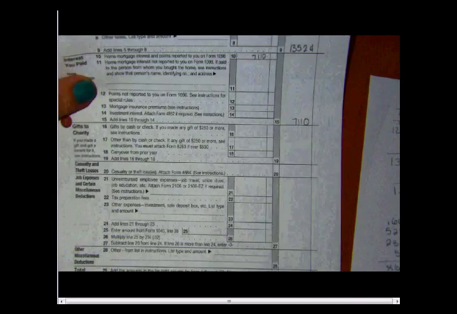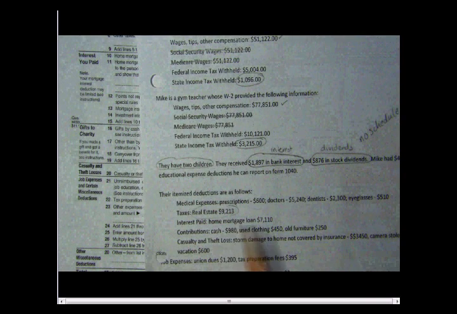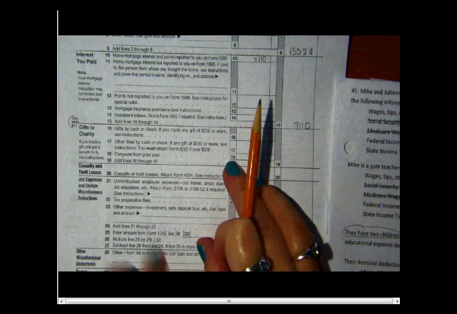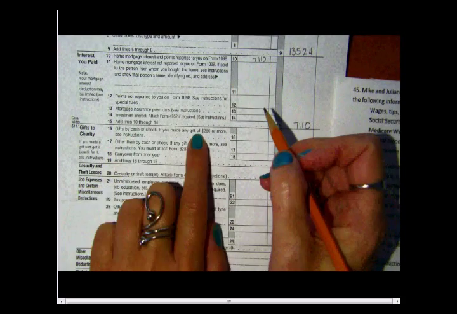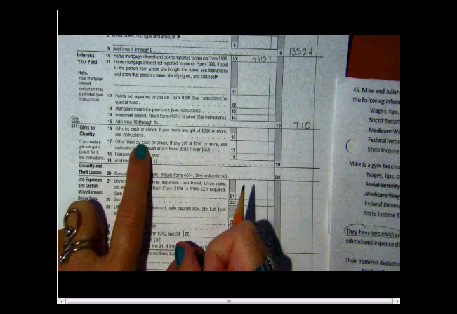Next section, gift to charity. If you look, they had two kinds of contributions. They had, or sorry, three kinds: cash, used clothing, and old furniture. Okay. Cash. Okay, if you have any gift of $250 or more, you have to see instructions.